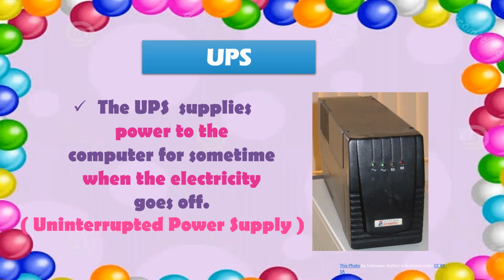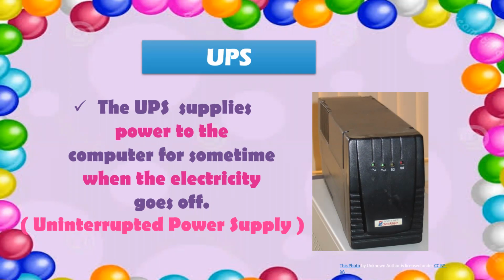The computer is connected to the UPS by a cable. The UPS is then connected to the main power supply through another cable. Understood, children? It has a battery which is charged from the main power supply. So a UPS will have a battery which is charged. Understood, children? It keeps the computer on for some time even after the electricity goes off. Hope you have understood, children.